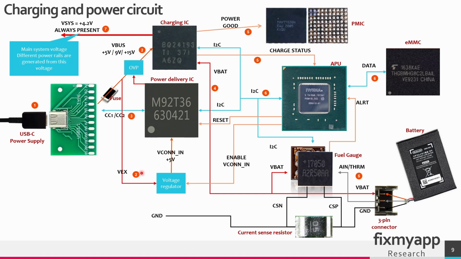Then we have a voltage regulator. I suspect it will deliver 5 volt at the VCON in pin. And this 5 volt will be sent to the USB-C cable on the VCON pin. So if one pin is the communication pin, then the other one is the VCON pin.